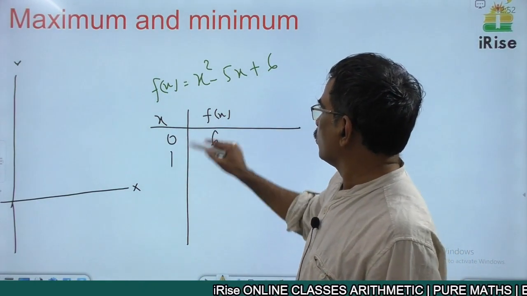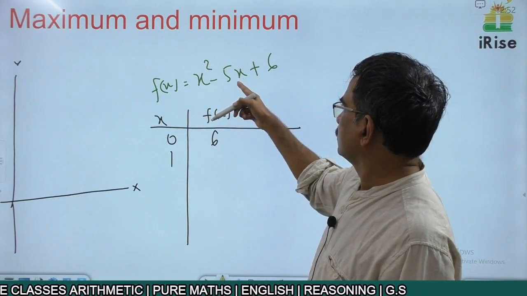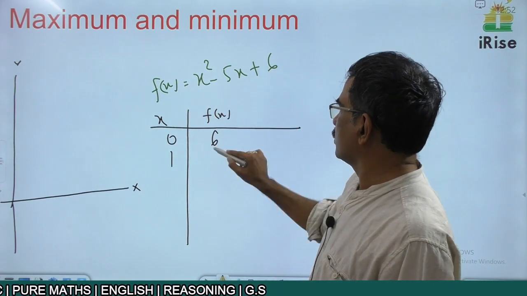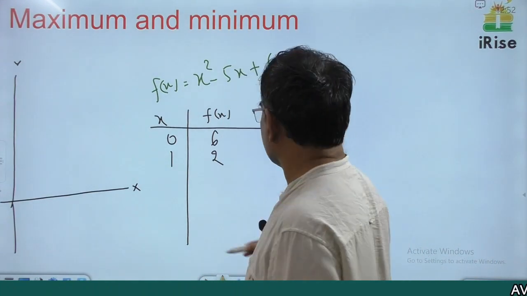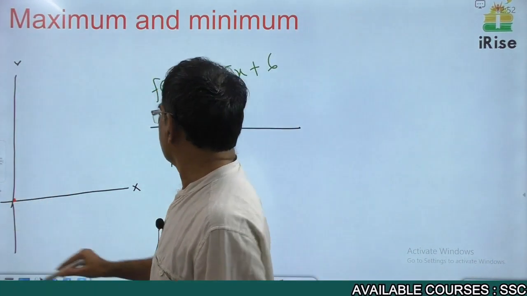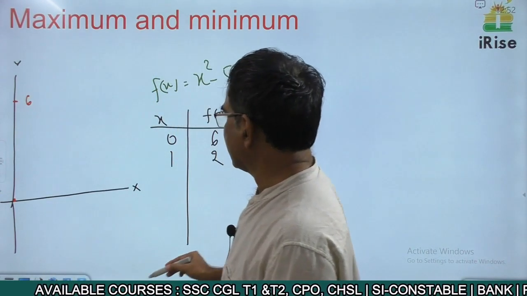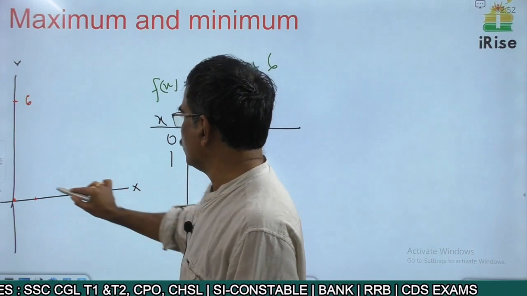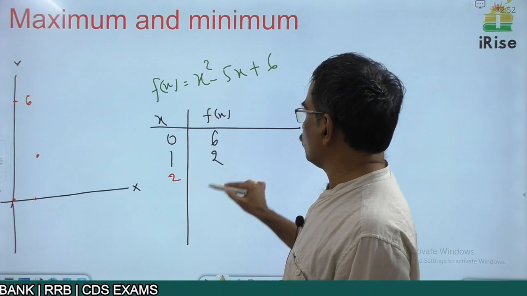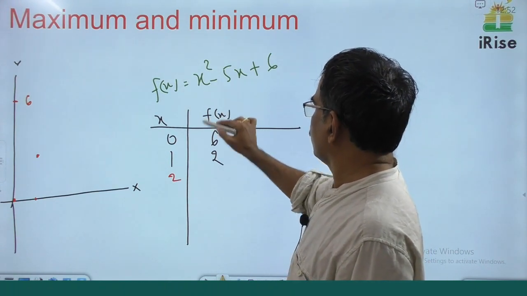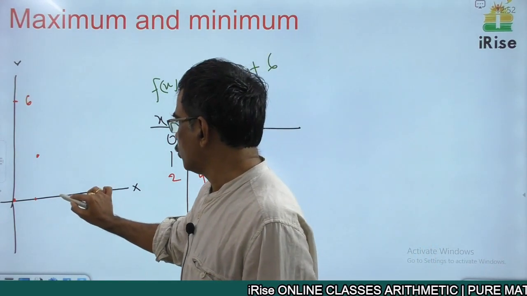If you put x is equal to 1, 1 minus 5 plus 6 is 2. If x is equal to 0, the value is 6. If x is equal to 1, the value is 2. If you put x is equal to 2, 4 minus 10 plus 6 is 0. So at x is equal to 2, it is 0.